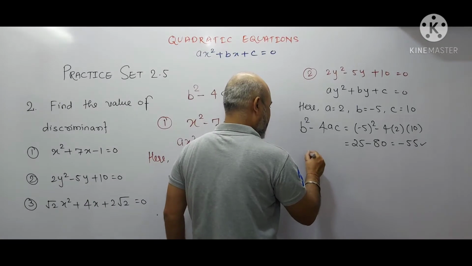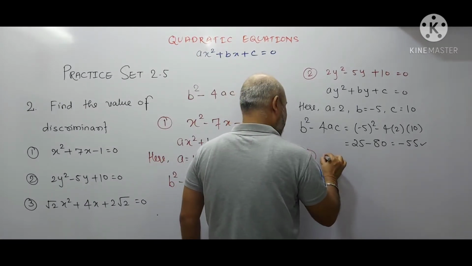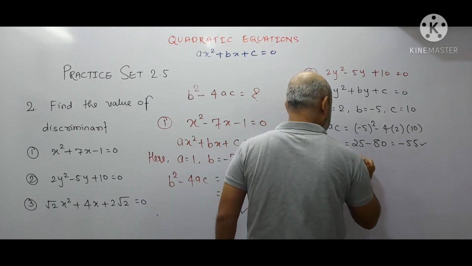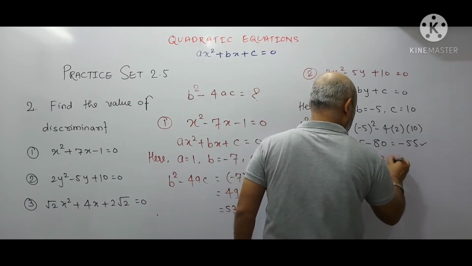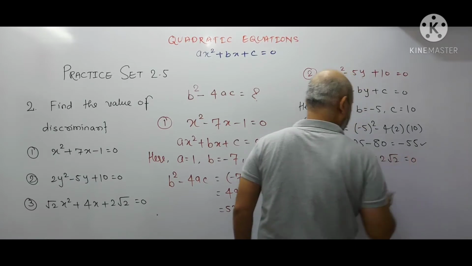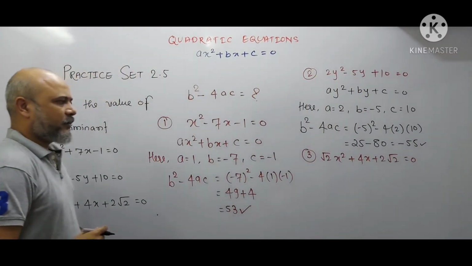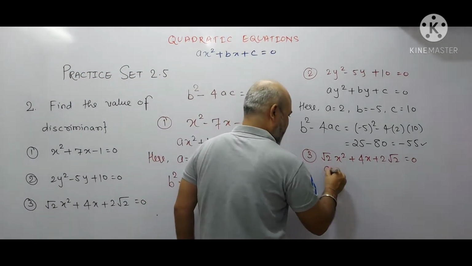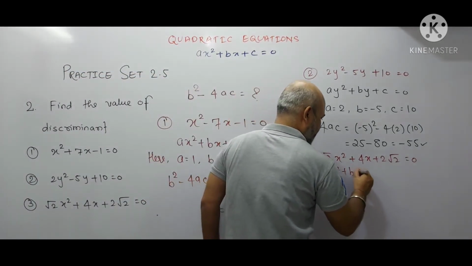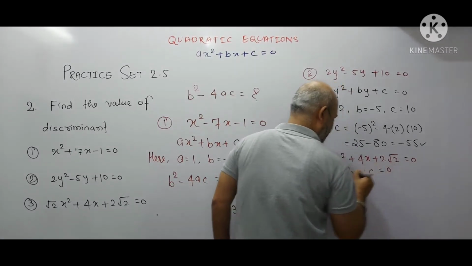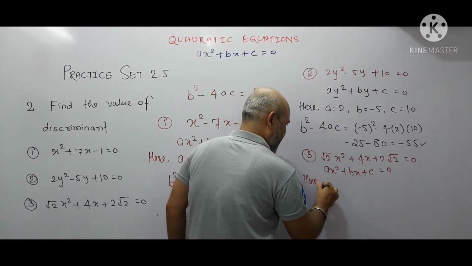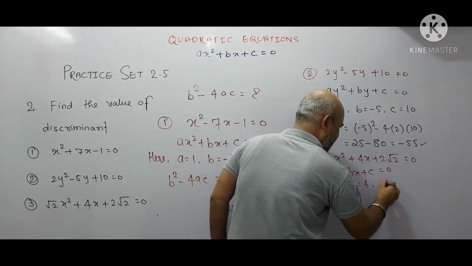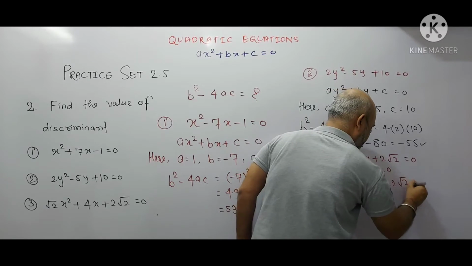Third one is root 2x square plus 4x plus 2 root 2 is equal to 0. Again we will compare this quadratic equation with the general form, that is ax square plus bx plus c is equal to 0, and here you will get a is equal to root 2, b is equal to 4, and c is equal to 2 root 2.